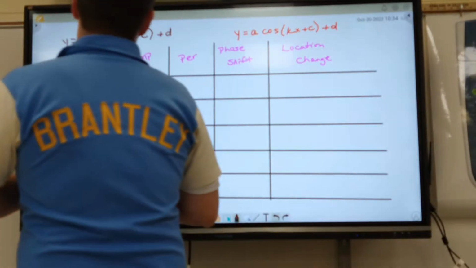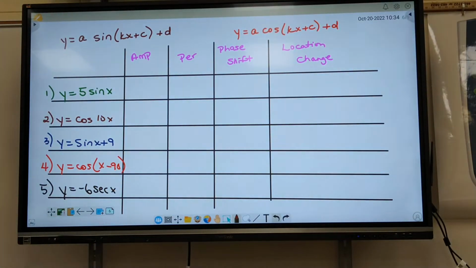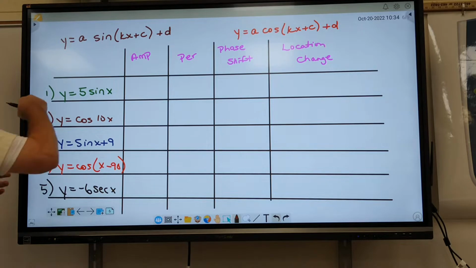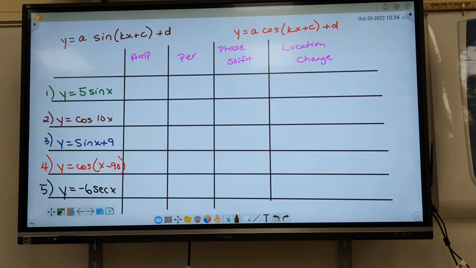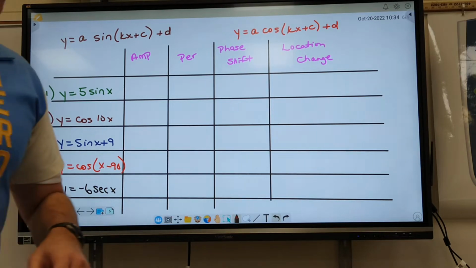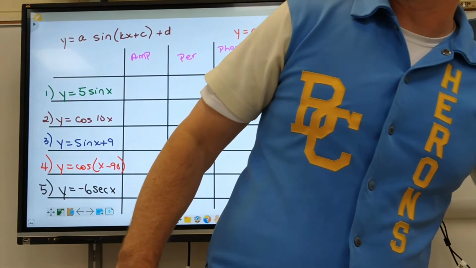All right, so let's learn it. Let's just do one column at a time. How about that? Instead of going all the way across on number one, let's just do the whole amplitude column. All right, so what is amplitude? Everybody take a look at your formula sheet. What does it say about amplitude?